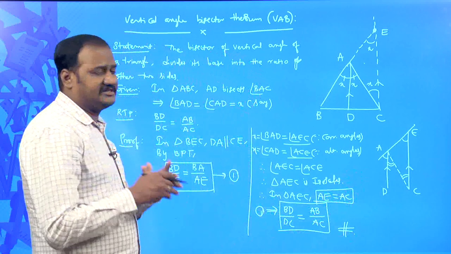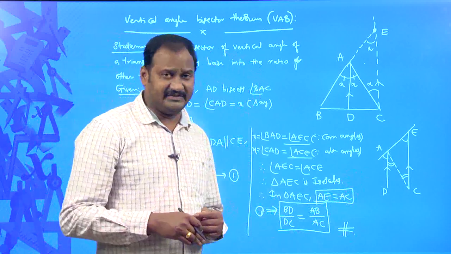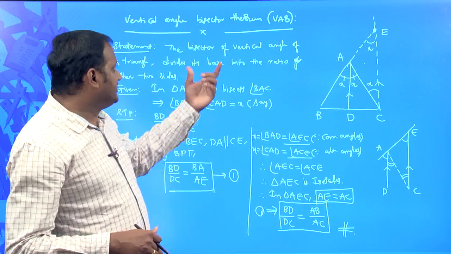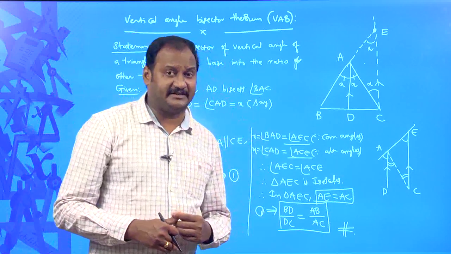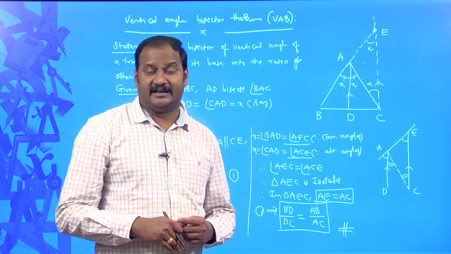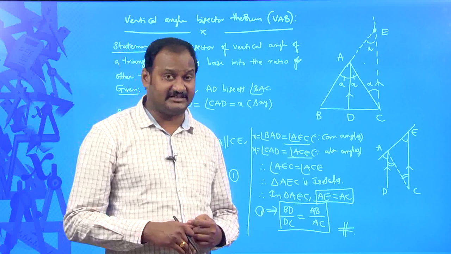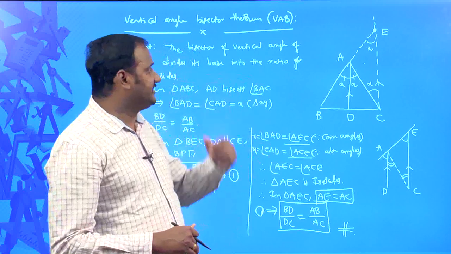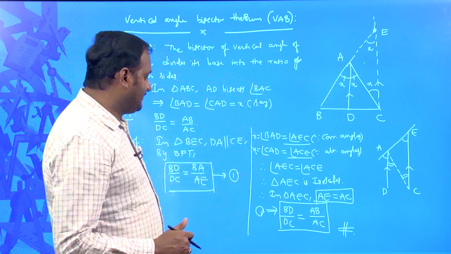This is one of the most important theorems, as I already shared with you in the previous class. By using this theorem, the vertical angle bisector theorem, we prove some statements and we derive some formulas in coordinate geometry, like the incenter and excenter of a triangle, when all the three vertices of the triangle are given. So, that is the importance of this chapter. Hope you understand. This is about the vertical angle bisector theorem.